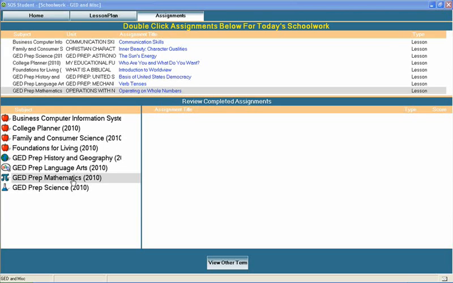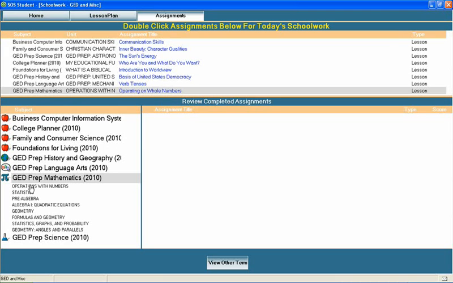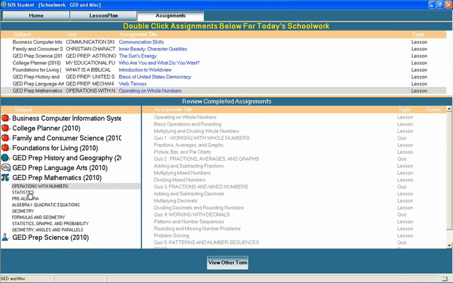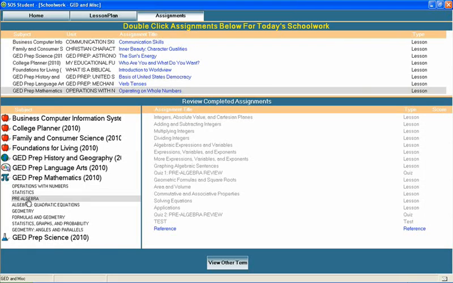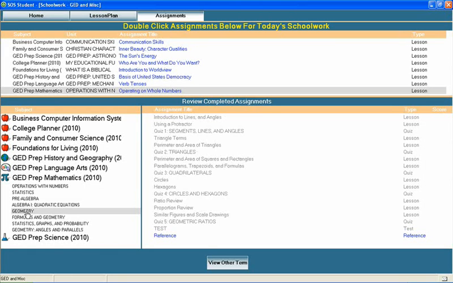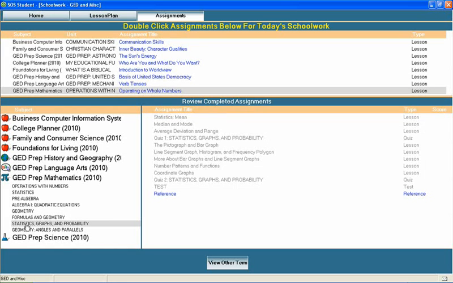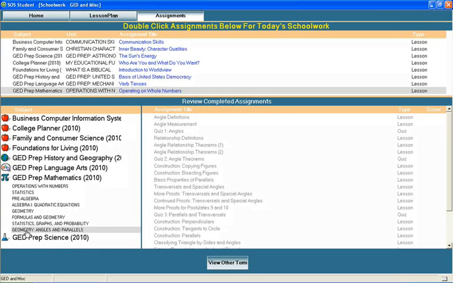In this 8-unit GED Prep course, your students will be able to refresh the necessary material for successful completion of the math portion of the GED exam. Units cover topics such as basic math skills review, pre-algebra review, Algebra 1, quadratic equations and review, geometry, formulas and geometry, statistics, graphs and probability, geometry, angles and parallels, and much more.